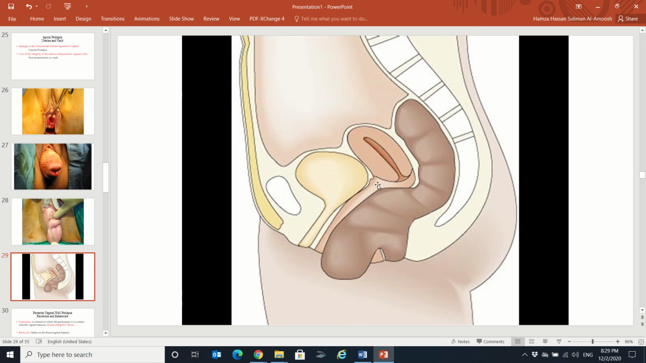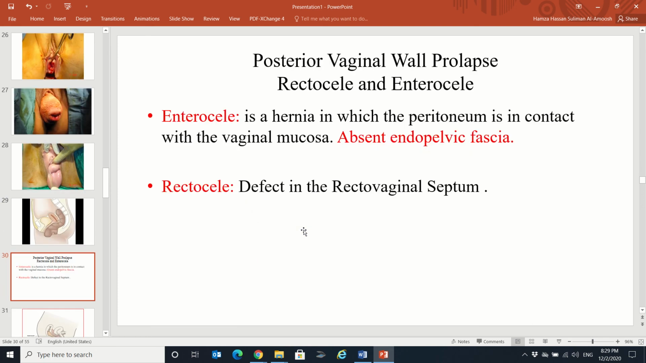In this picture, you see the bladder in its place, the uterus in its place, only the rectum is prolapsing, going outside the vagina. So this is 3rd degree rectocele or posterior wall prolapse. Now, so what are the types of prolapse we have? If we have the anterior wall of the vagina prolapsing, this is called cystocele or anterior wall prolapse. If we have the posterior wall prolapsing, this is called rectocele or posterior wall prolapse. If the uterus is going down, this is called uterine prolapse.